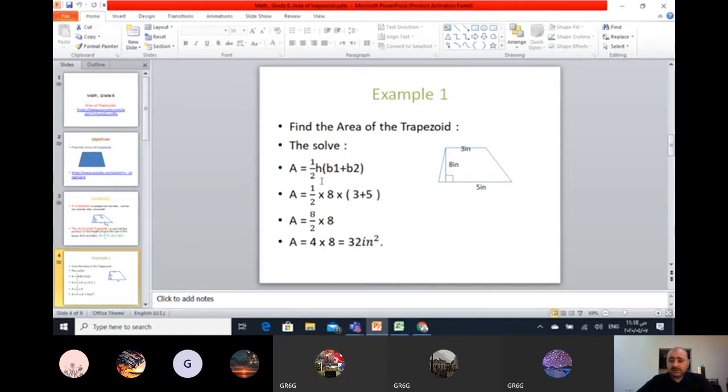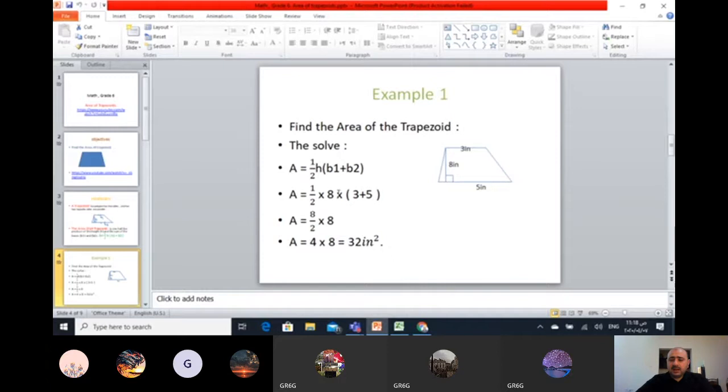Then substitute the values. Here we have A, we want to solve the area. Here we have 1/2 multiplied by the value of the H. The value of the H here, 8. So put here 8. Then inside parentheses here we have B1. Small base will be 3, put here 3. The second base will be 5, put here 5.